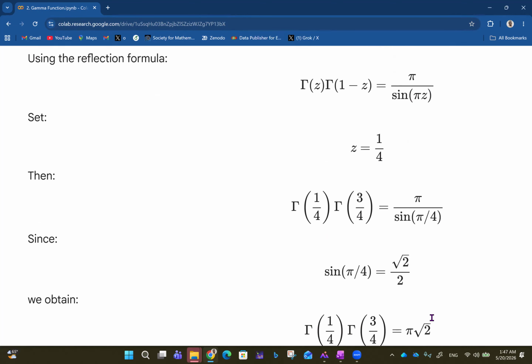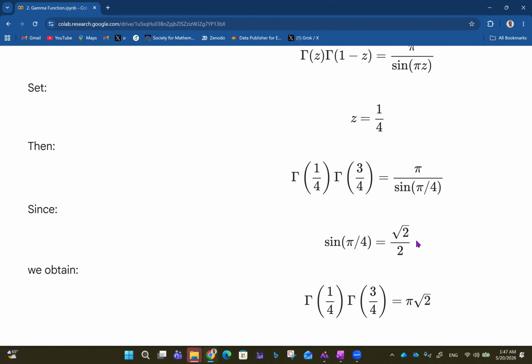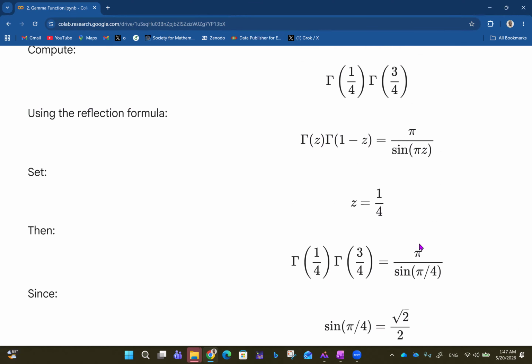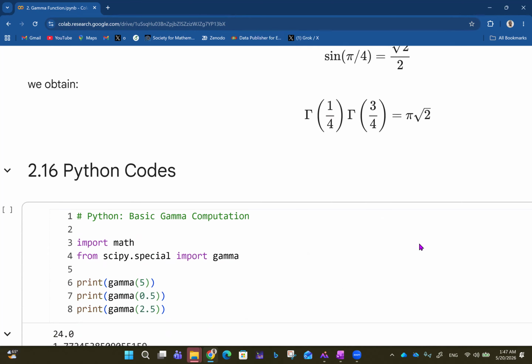And that's simply equal to pi over sine pi over 4. Sine pi over 4 is sine 45, right? That's root 2 over 2. So you have pi over root 2 over 2, which is 2 pi over root 2. If you evaluate that at the end of it, it's just pi root 2 for gamma 1 over 4, gamma 3 over 4. So don't forget, in addition to the fact that gamma z plus 1 is z gamma z, don't also forget the reflection formula and the duplication formula.